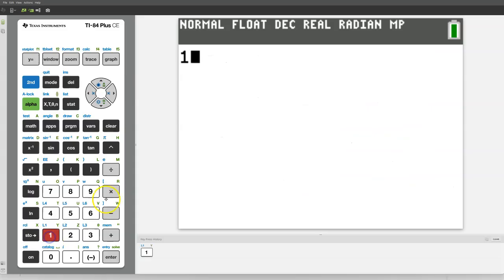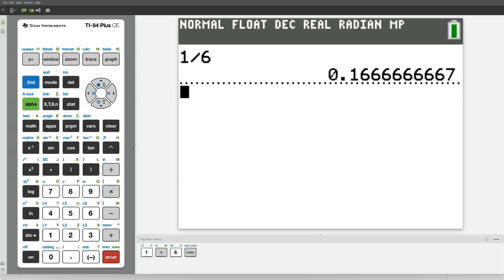All right, so I'm going to do 1 divided by 6. And notice that is what we expected. It's 0.16, where the 6 is repeating forever. We have a 7 here because our calculator can't show infinitely many digits of 6, so it has to round it after a certain point. But this is what we were expecting.